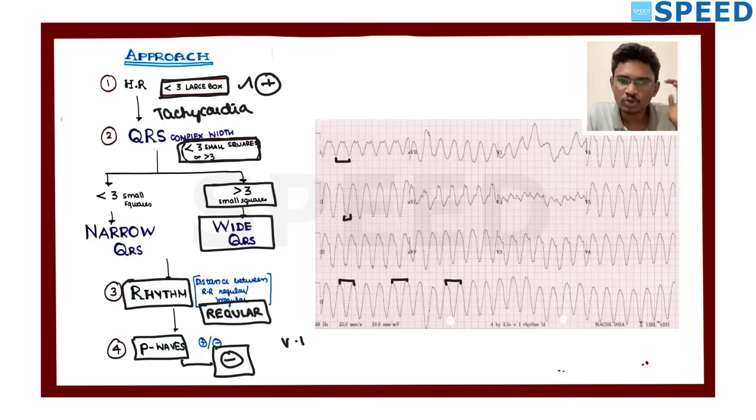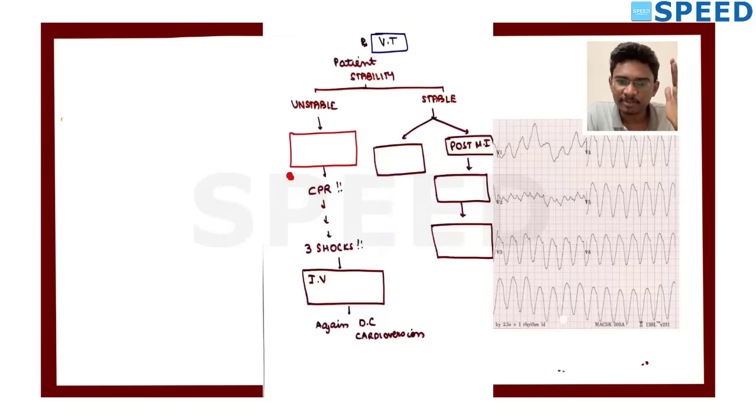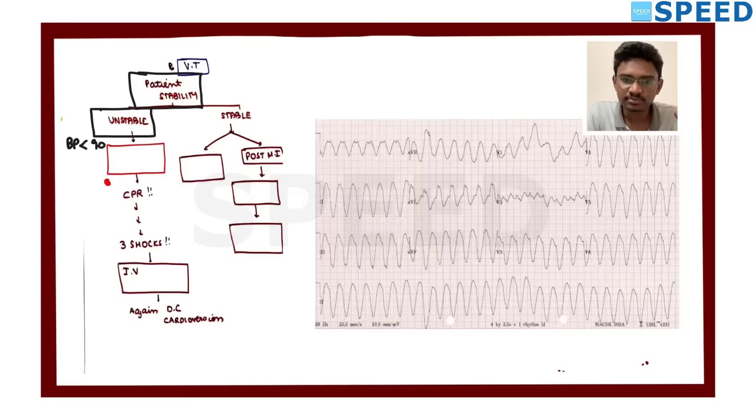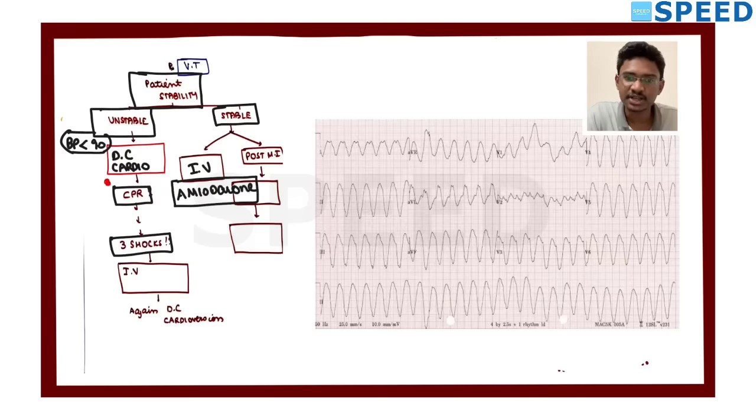So here, how to manage the patient? First, if the patient is hemodynamically unstable, then you will be giving DC cardioversion, then continuous CPR for 3 cycles. Then if the patient has stabilized, you can consider IV amiodarone. Or if the patient is hemodynamically stable, the first drug of choice will always be IV amiodarone. So the answer to this is IV amiodarone.